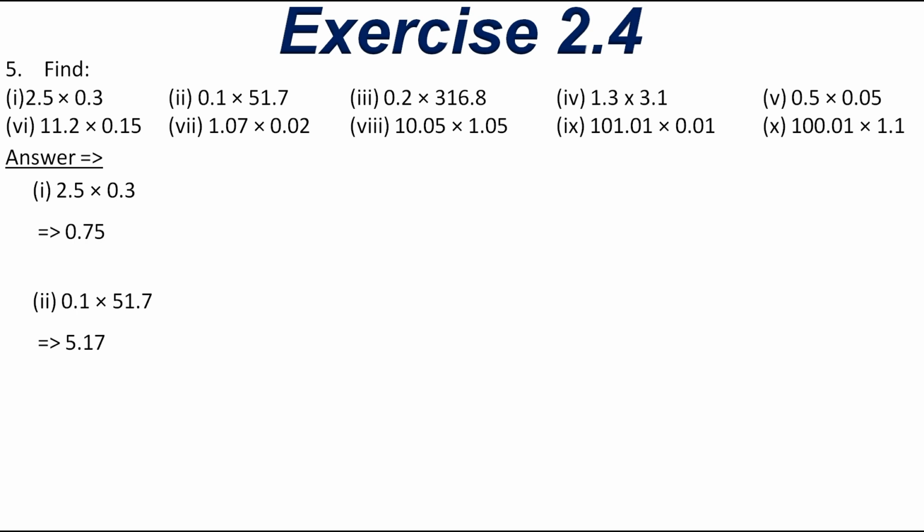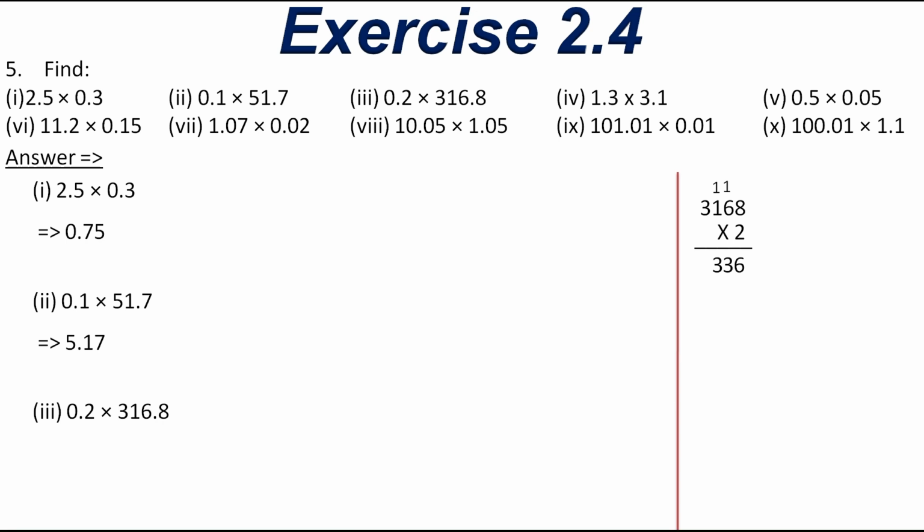Okay. Next we have 0.2 into 316.8. Now forget the decimal point. Then the number became 2 into 3168, right? So let's multiply 3168 by 2. So 2 8s are 16. 2 6s are 12 plus 1 is 13. Next 2 1s are 2 plus 1 is 3 and 2 3s are 6. Okay, so I got the answer as 6336.